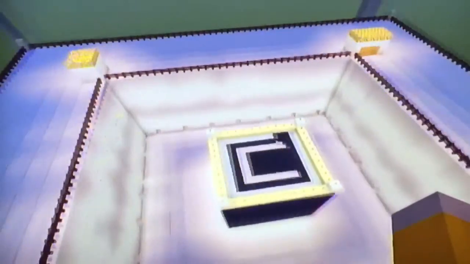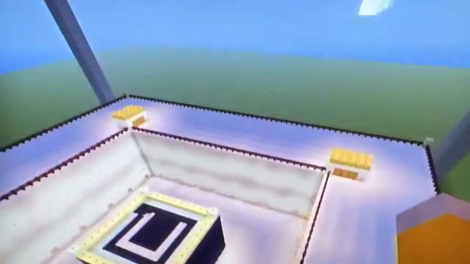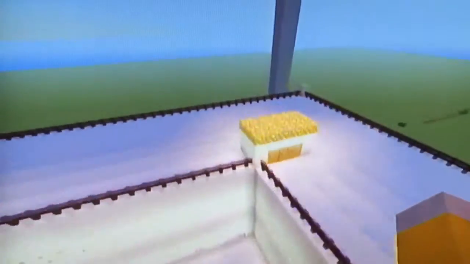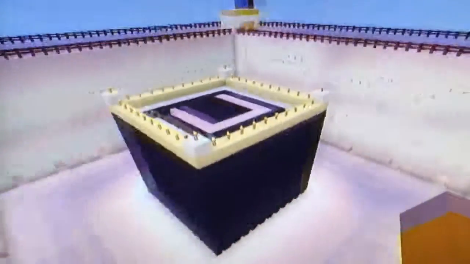Yeah, so that was my project. This took a long time to build. It took over 3-4 days to build. It took at least 50,000 blocks. Really long time. Almost had to restart the whole thing because I almost couldn't find it. It somehow fell out of the world.